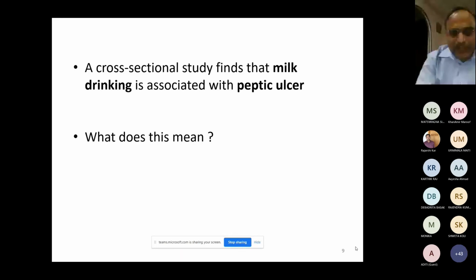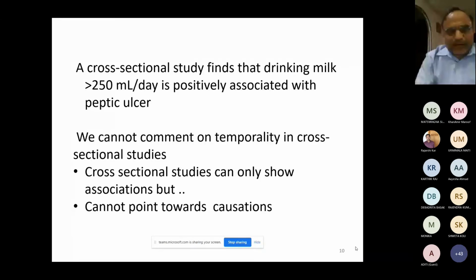So let us first correct this statement in a better way. A cross-sectional study finds that drinking milk beyond a certain extent is positively associated with peptic ulcer. तो हमें थोड़ी इंफॉर्मेशन हुई कि हाँ ज्यादा दूध पियेंगे, इतने से ज्यादा, तो उससे पेप्टिक अल्सर हो सकता है. ये इमेजिनरी है, इसको ये समझ मत लेना कि ये ट्रुथ है. तो दिस इज जस्ट अ सिचुएशन वी हैव क्रिएटेड.